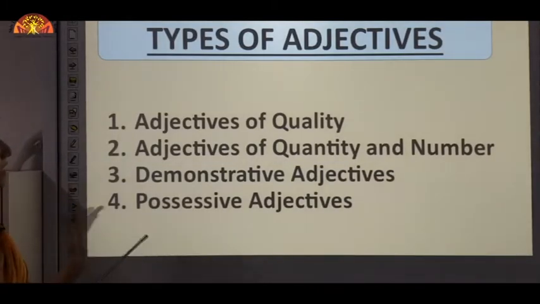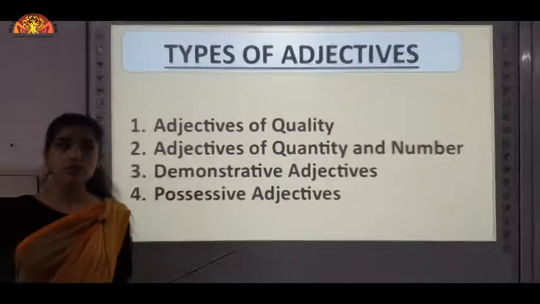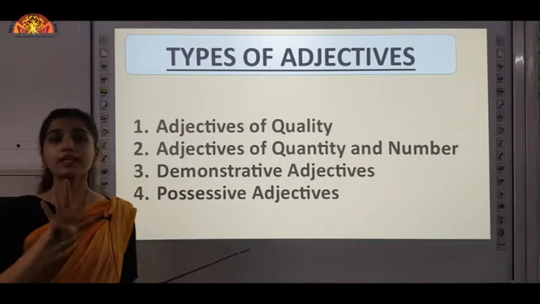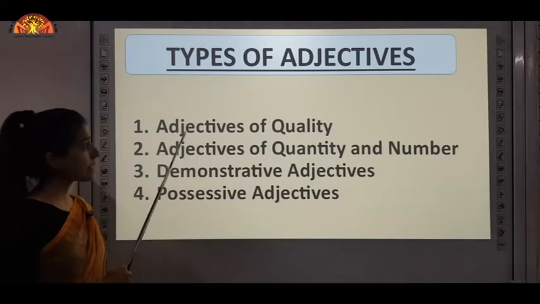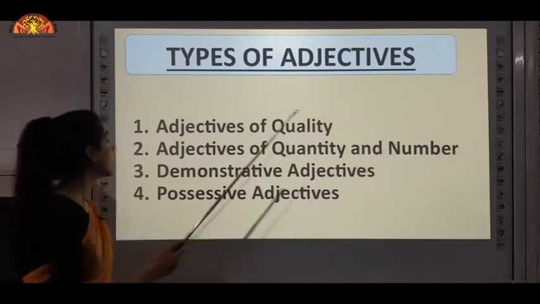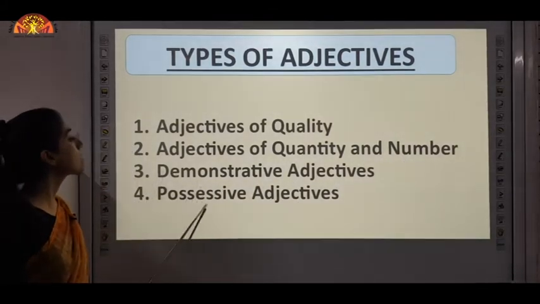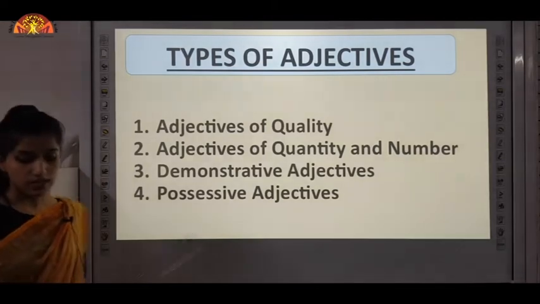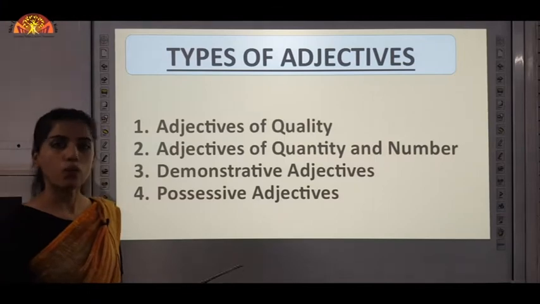So now let's see another topic, that is types of adjectives. We will be studying 4 types of adjectives over here, that is adjectives of quality, second adjectives of quantity and number, third one is demonstrative adjectives, and fourth is possessive adjectives. So now let's understand them one by one.